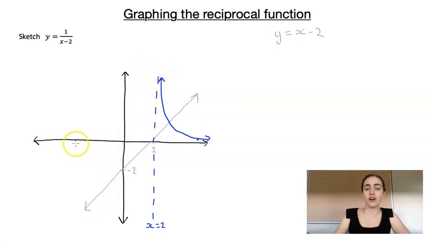Okay. Now, on the other side, it's going to be similar. As we get larger and larger negative numbers, we're going to get, in our reciprocal, values closer and closer to 0. And as we divide by numbers closer to 0, we're going to get larger and larger numbers. So it's actually going to curve the other direction.